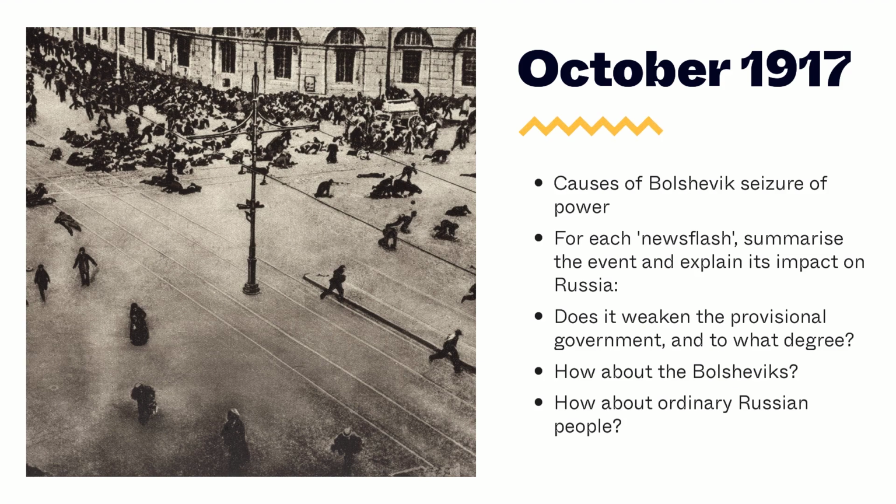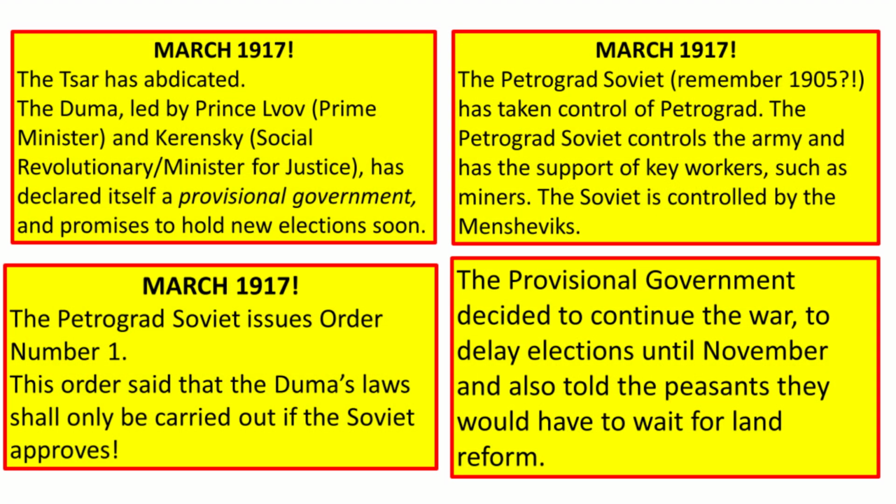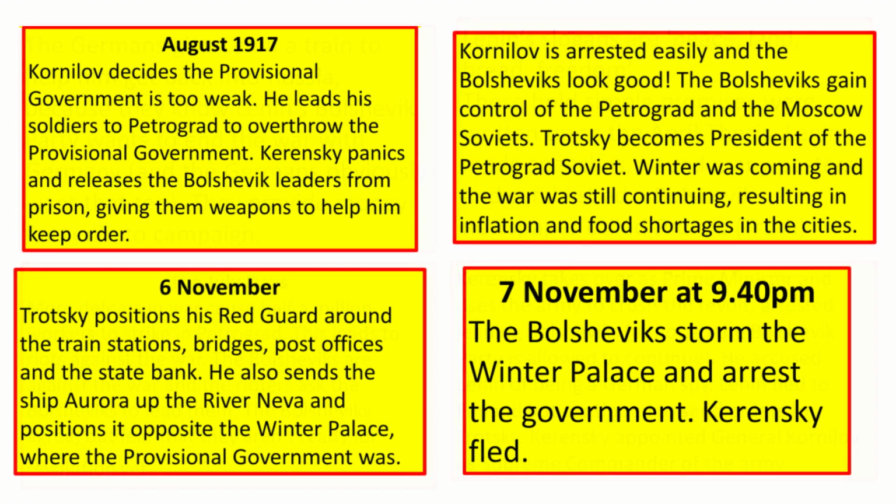For each newsflash, pause the video to allow yourself time to summarize the event and look at the impact. There will be 14 newsflashes. Task: pause the video. You need to summarize the event and then explain the impact on Russia. Whether or how it weakens the PG. Whether or how it strengthens the Bolsheviks. What impact it might have on ordinary Russian people.